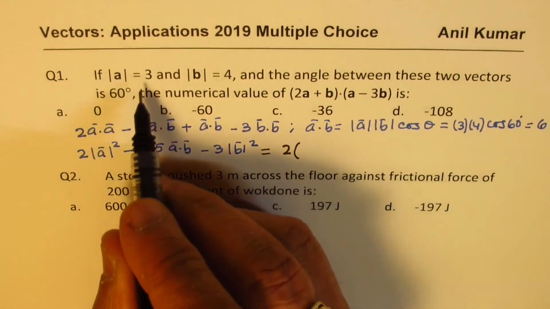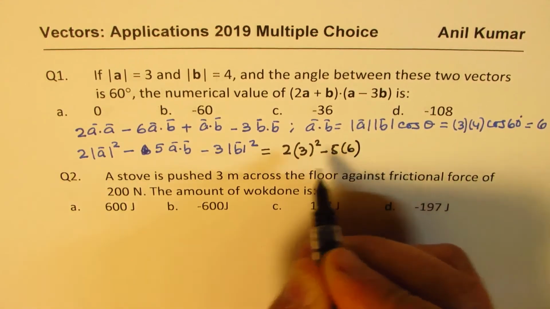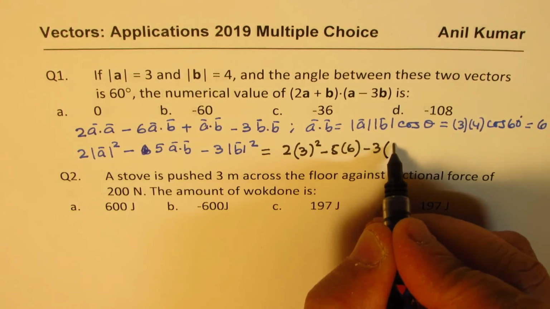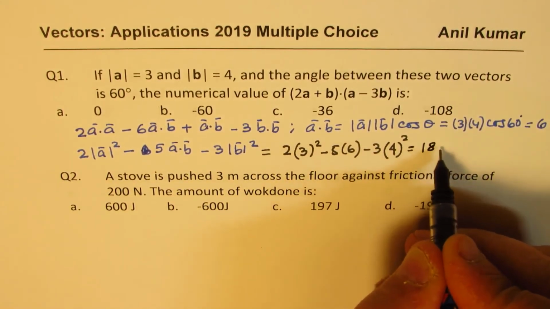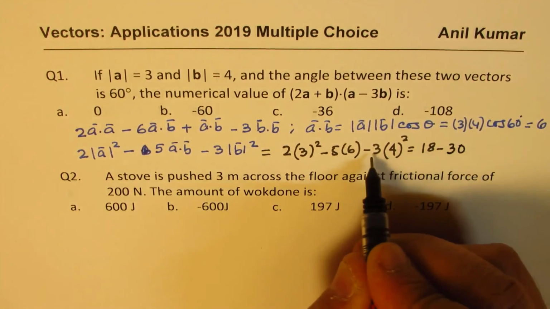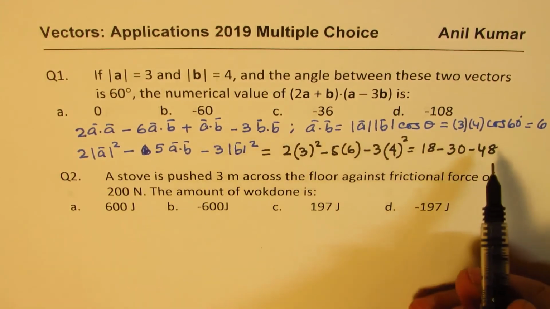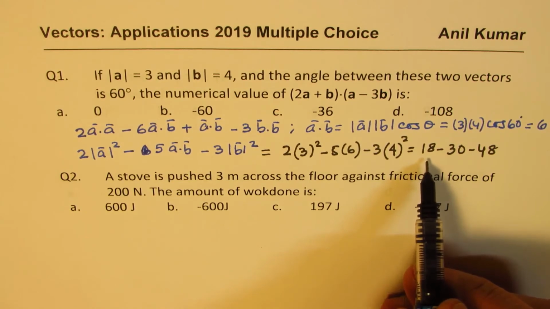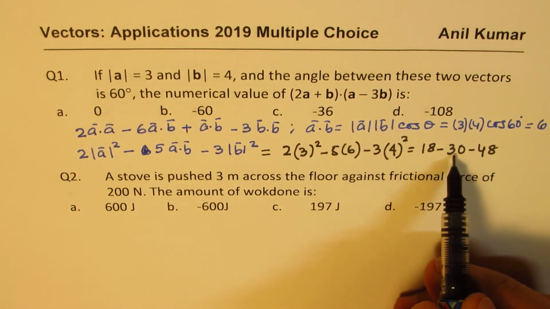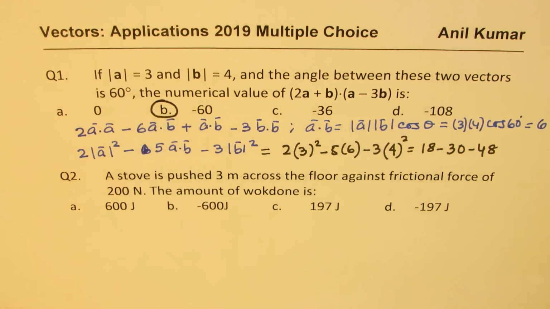So 2 times square of 3 minus 5 times 6 minus 3 times square of 4. Okay. So that is 9 times 2, 18, minus 30, minus 16 times 3, 48. Right? So from 48, when you take away 18, you get what? You get 30, and minus 30 will give you minus 60. So option B is the right option, correct?